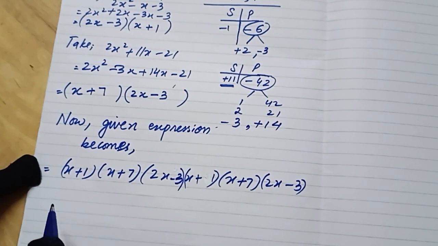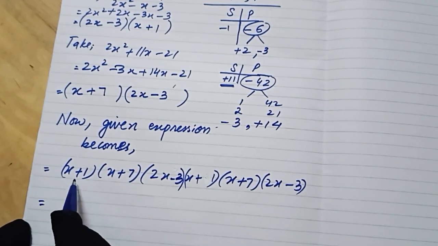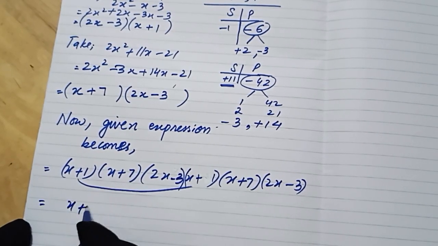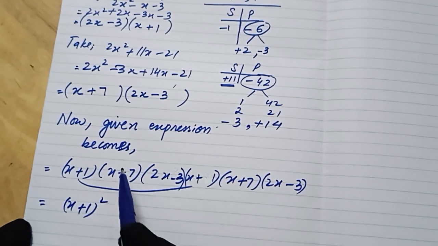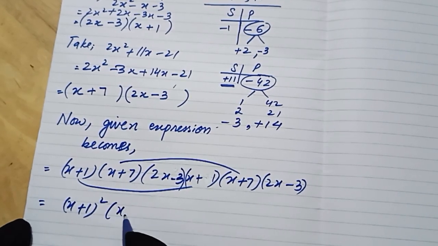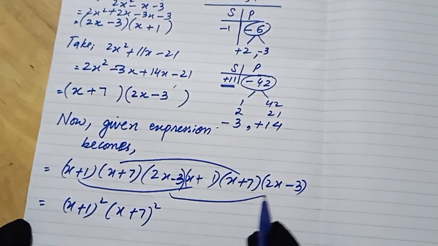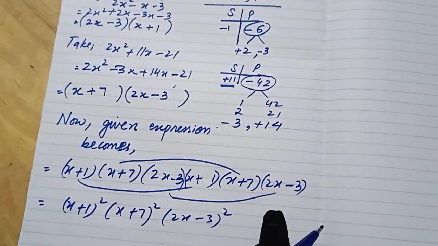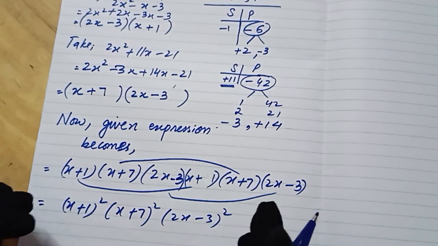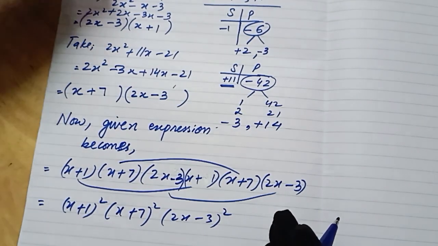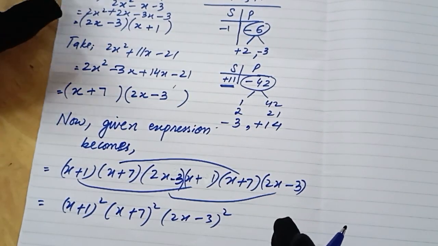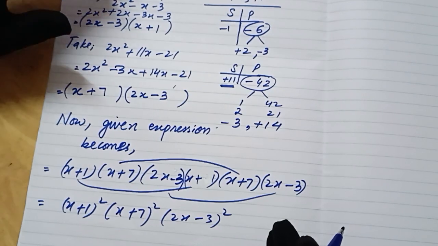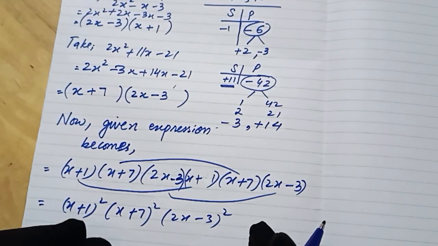Now check that if there are two factors the same, obviously the same, x plus 1, you can write in square form. x plus 7, write in square form. 2x minus 3, 2x minus 3, write in square form. Until here, if you are not getting two same factors, it means you have made a mistake over here, and your question cannot be solved with the factor form until you get the whole square form.